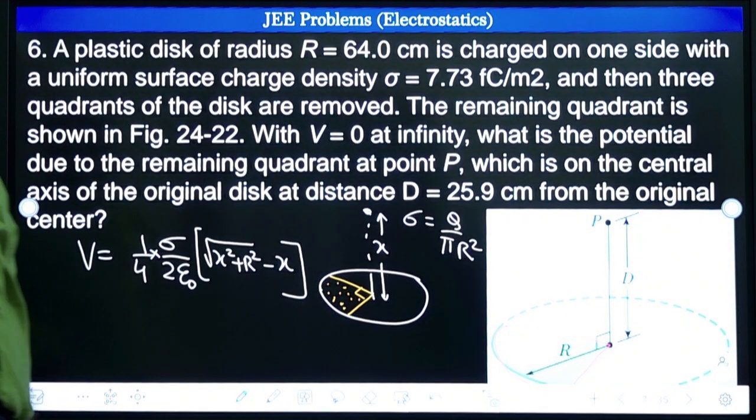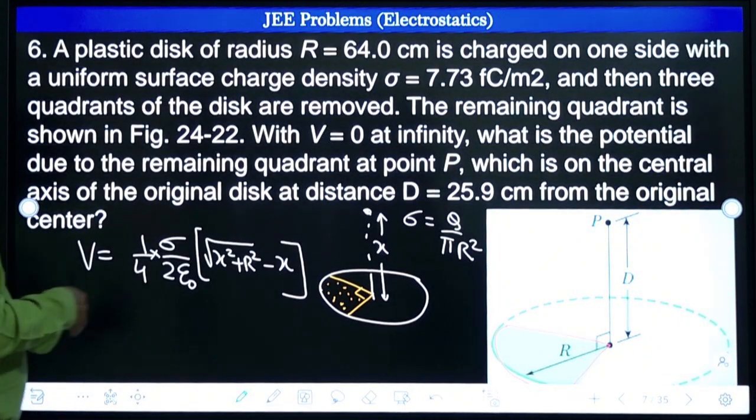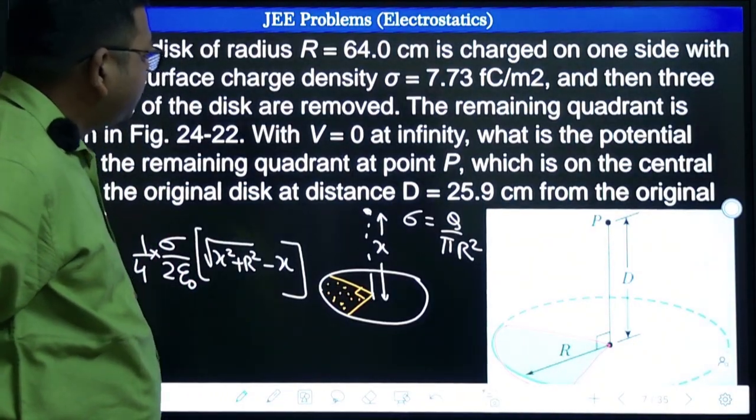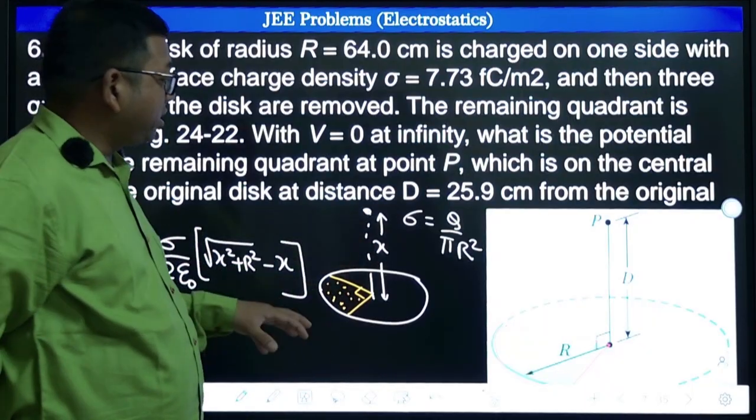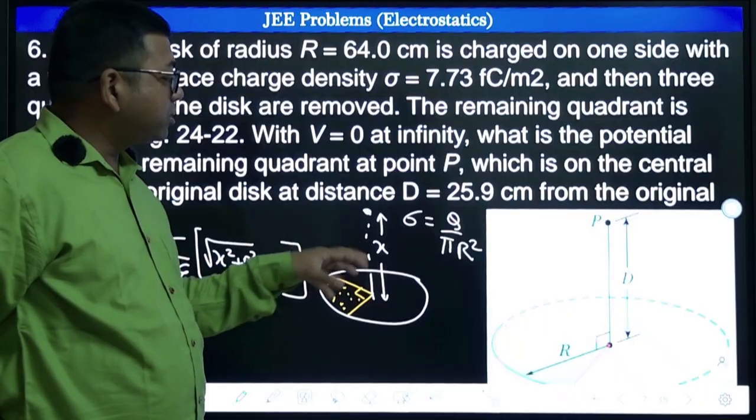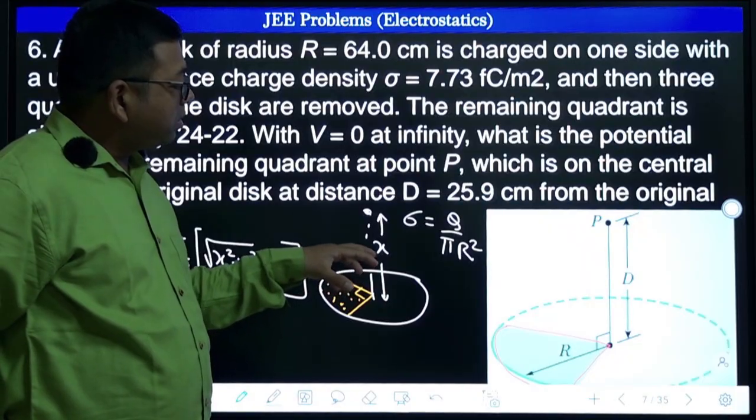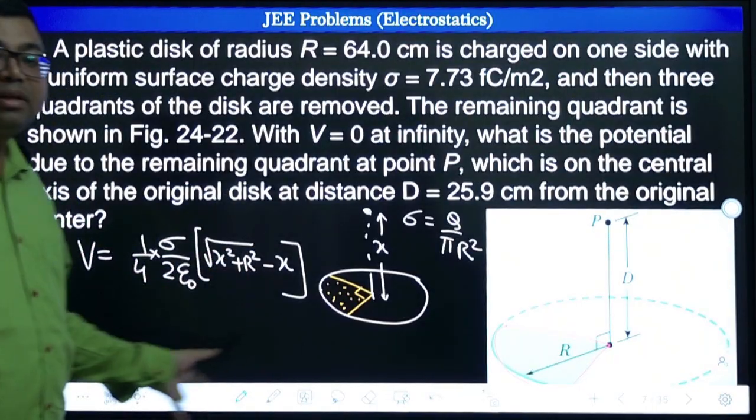So one fourth you have to do, and sigma and other values are given here totally, then we can calculate that, right? Because total charge was distributed over total area. Now what is happening? Charge is distributed only over some portion of that. So this formula was for the full disk, and we are taking 1 by 4.